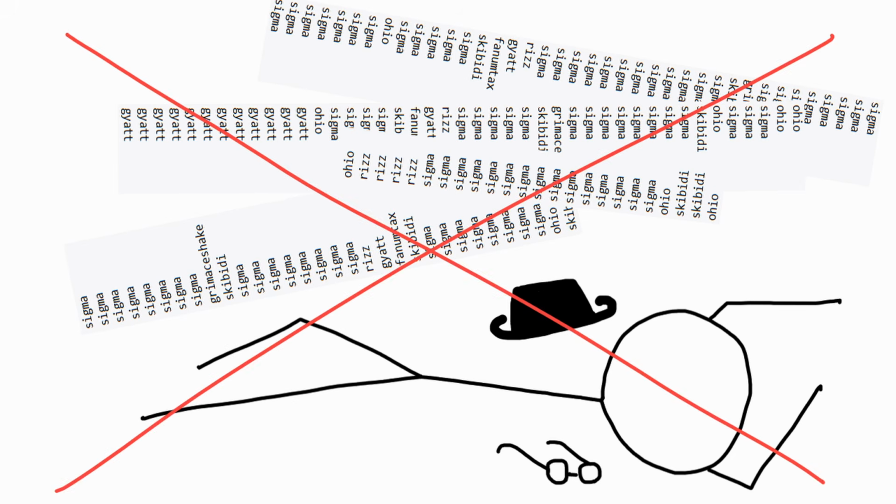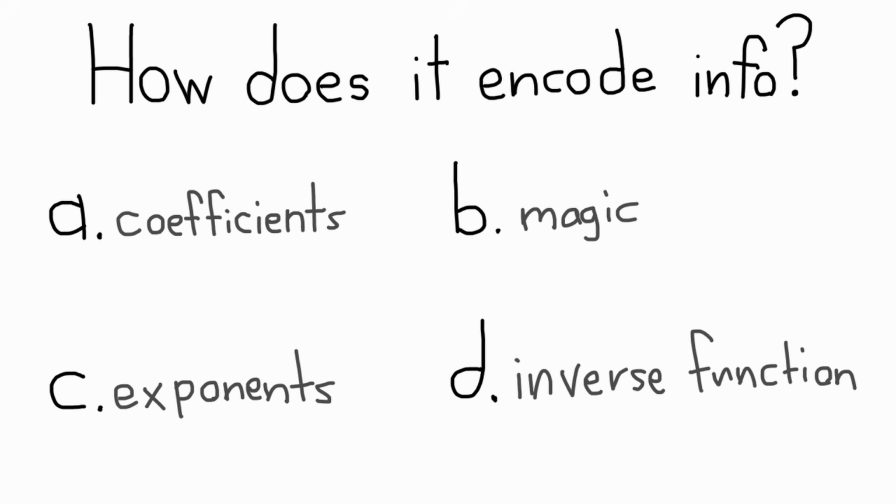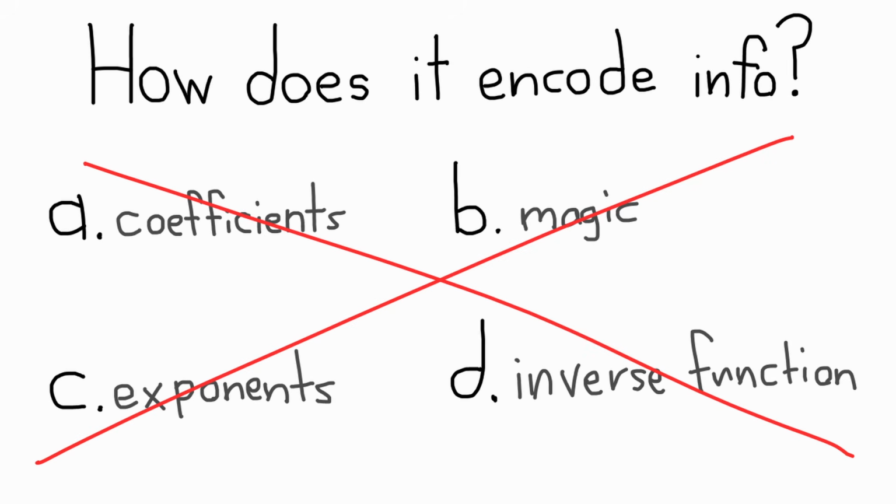I don't want to stay on this one for too long. Every piece of code in the programming language polynomial is, you should be able to infer it, a polynomial. Well, I'll call them functions for simplicity. How does it encode information? If you guessed any of these, then you're underestimating the power of polynomial.